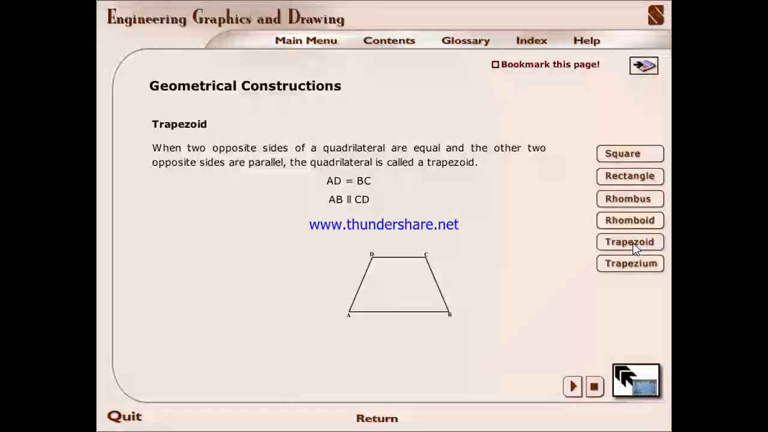Trapezoid. When two opposite sides of a quadrilateral are equal and the other two opposite sides are parallel, this quadrilateral is called trapezoid. Here AD is equal to BC, and AB is parallel to CD.